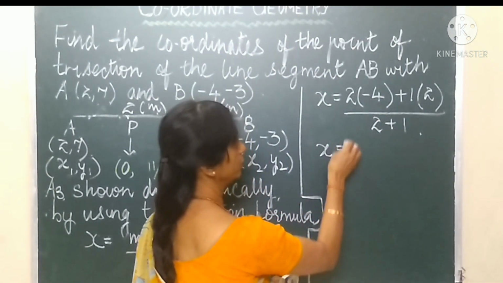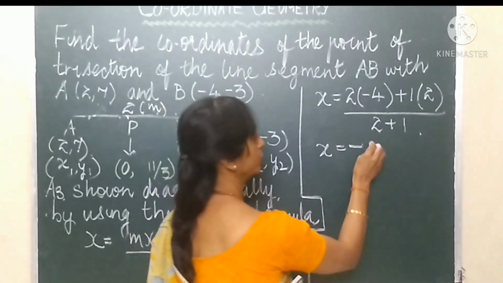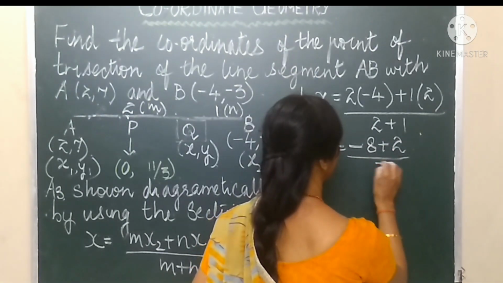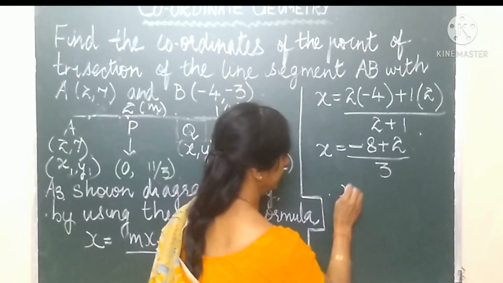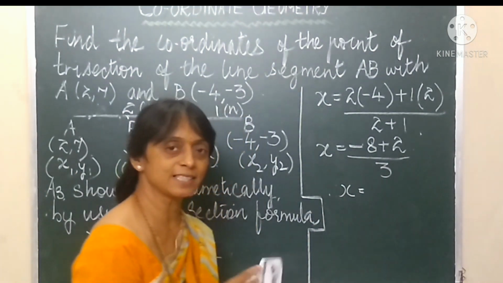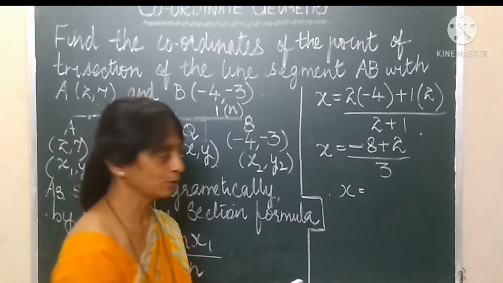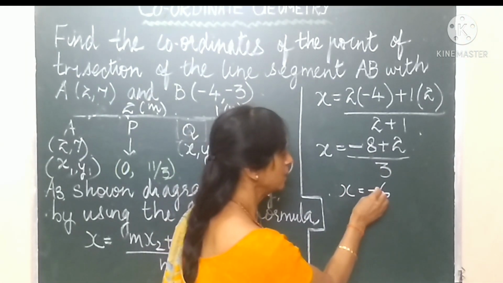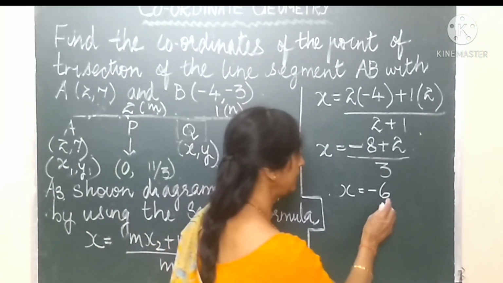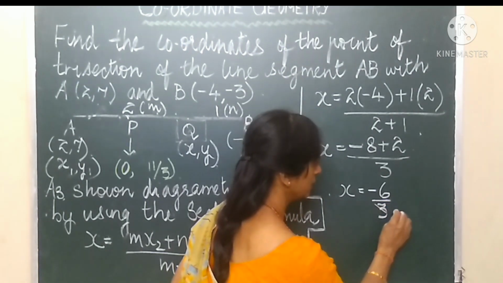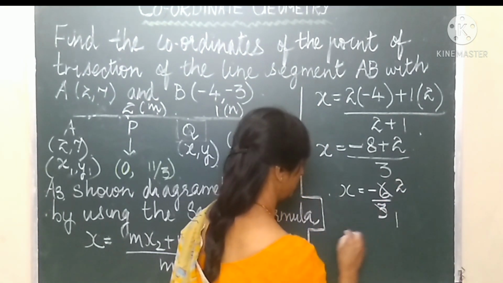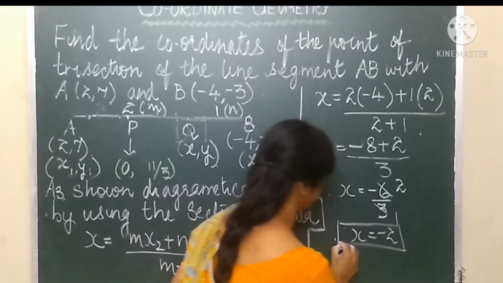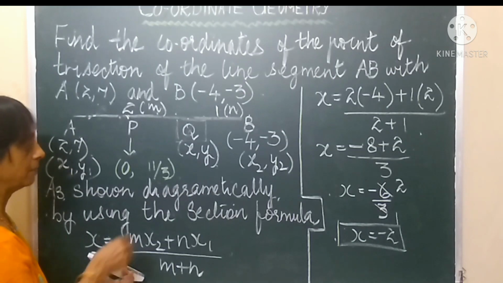So x is equal to, plus into minus is minus, 4 twos are 8, plus 2 ones are 2, upon 3. Therefore x is equal to minus 8 plus 2. So 8 minus 2 is 6. The greater number is 8, the sign for it is minus. So the answer also gets the minus sign upon 3. Can be reduced? Yes, 3 ones are 3, 3 twos are 6. X is equal to minus 2. So the x coordinate value is minus 2.